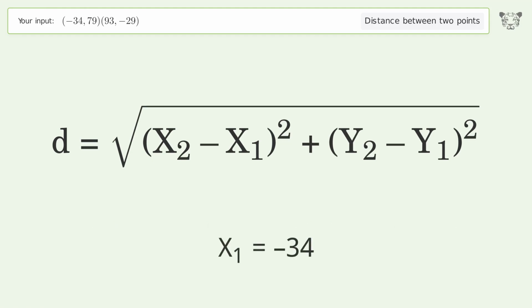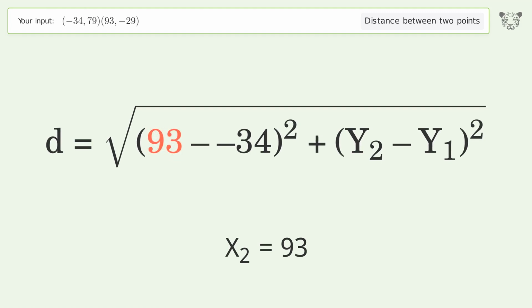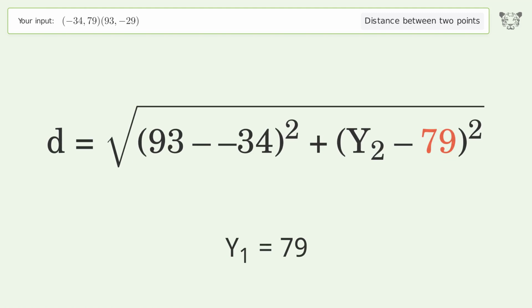x1 equals -34. x2 equals 93. y1 equals 79. y2 equals -29.